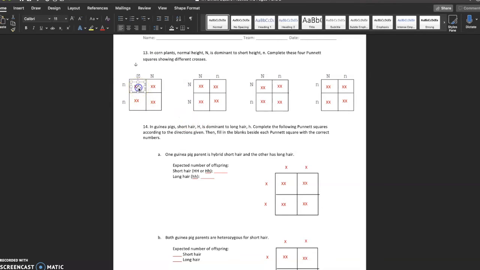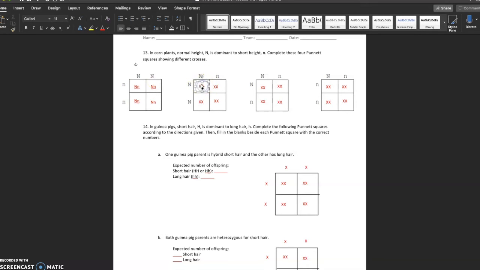So for this first one, we had a capital N coming from the top, lowercase n coming from the side. This one is going to be the same thing. Capital N coming from the top, lowercase n coming from the side. And we're going to have the same exact thing going on here. Again, you'll notice when you have 2 homozygous parents, all of the offspring are going to look exactly the same. So we have capital N coming from the top, lowercase n from the side. So all of the offspring look exactly the same because these 2 parents are both homozygous. When both parents are homozygous, again, that means all of the offspring are going to be identical.